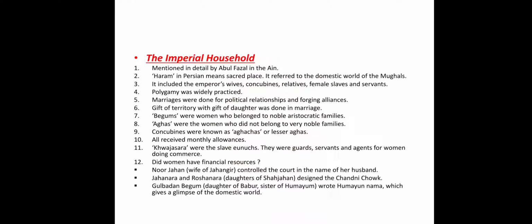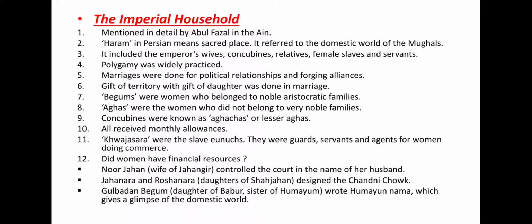Alright, in the next lesson, we will have a look at the imperial household. In the imperial household, we will see the wives and the concubines of the kings. We will also see how there were a lot of guards, servants, and agents for women doing commerce, and that some Mughal begums were extremely powerful. Even some princesses were extremely powerful.